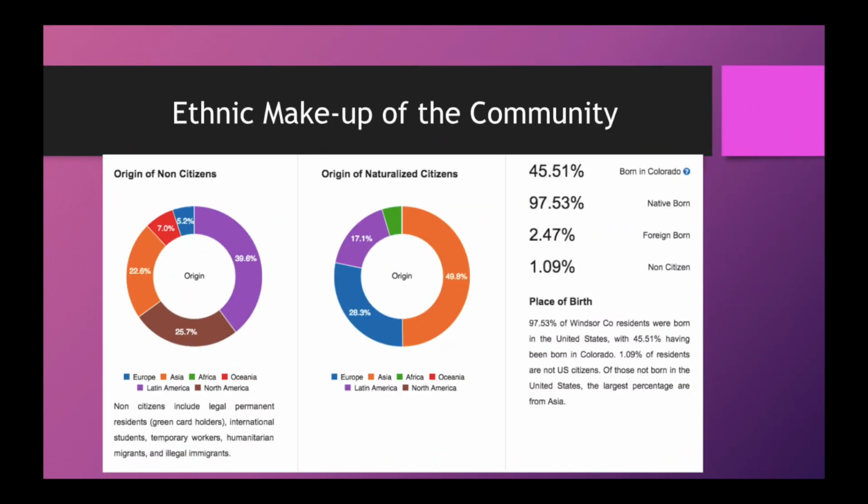This graphic also shows data from the 2016 U.S. Census. This graphic shows the different origins of naturalized citizens and non-citizens. The chart on the left shows the 1% of Windsor residents that are non-citizens, and the chart on the right shows the naturalized citizens. Naturalized citizens are the residents that are born in the United States. Non-citizens would be green card holders, international students, temporary workers, migrants, and illegal immigrants. 45% of the residents in Windsor were also born in Colorado.